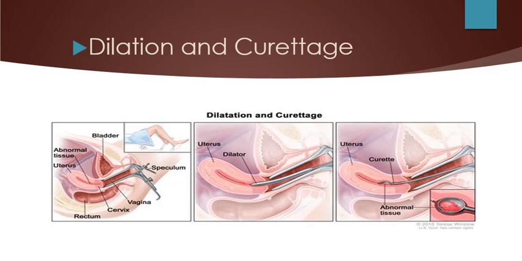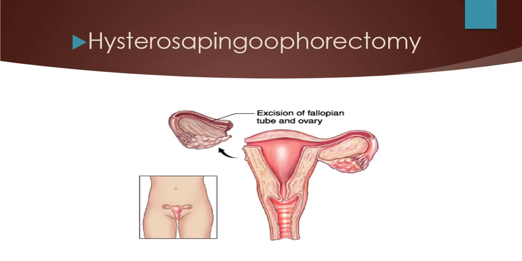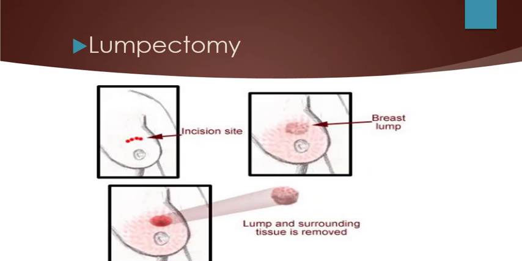The following procedure is dilation and curettage. This is a surgical procedure that widens the cervical canal of the uterus so the endometrium can be scraped away. The following has a name called a hysterectomy. This is a surgical removal of the uterus, a fallopian tube, and or an ovary.